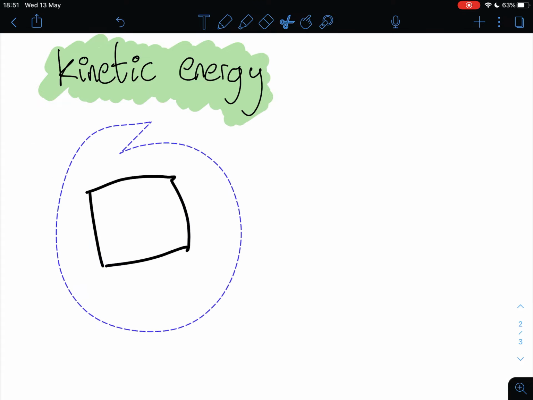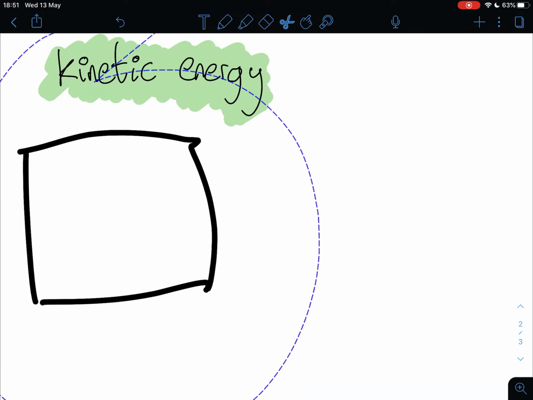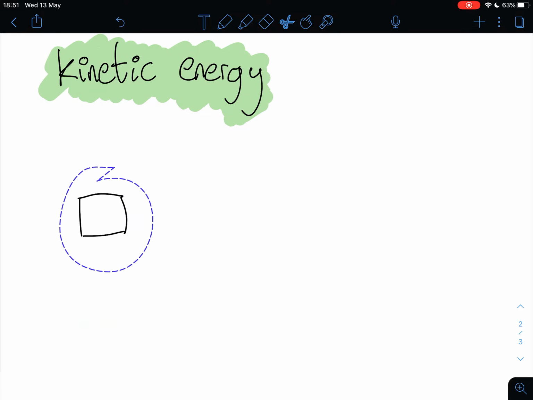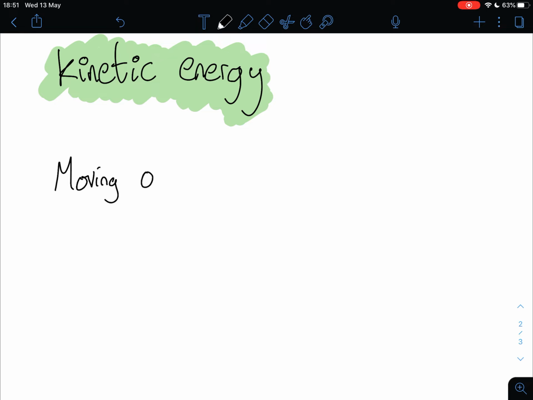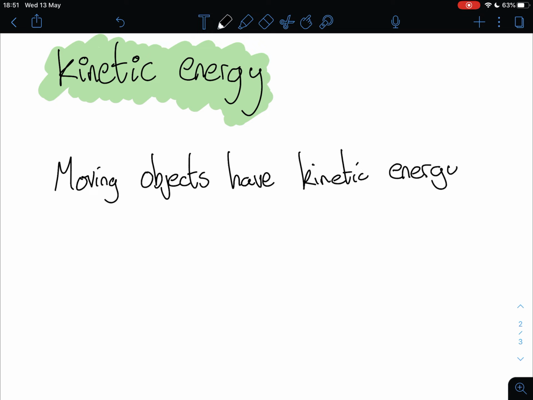So we can write in our own words, and a lot of this is in the revision guide, so just copy that. My notes are never as good. Let me get rid of that. Go away. There we go. So we can say moving objects have kinetic energy. The equation is kinetic energy, Ke, because I'm lazy and I can't be bothered to write the whole thing out, is equal to half of the mass times the velocity squared.